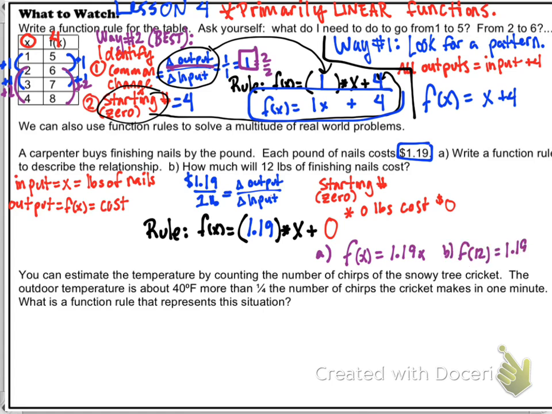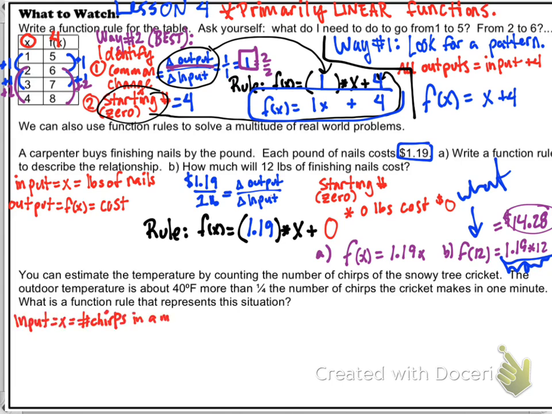Now, if we're going to plug in a 12, this is how that looks. F parentheses 12 just means I'm plugging 12 into this function. So this tells me what to do, and this tells me how to do it over here. And then I do that, I get $14.28. So, I know there's a couple longer videos, they're a little wordy, but here's our last example.